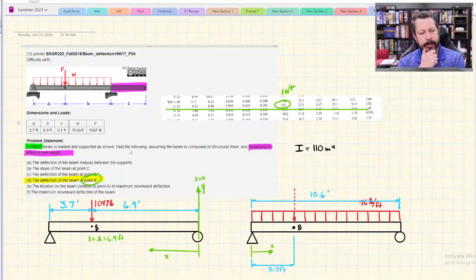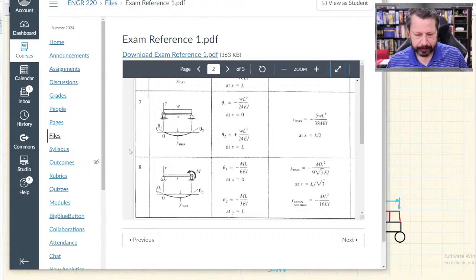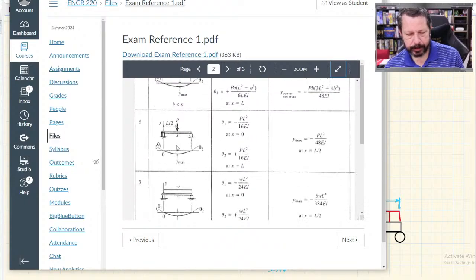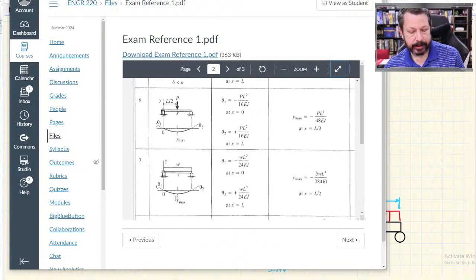So that one's a little tricky. Let me look at what we have to work with here. So we have that one. That one's not too bad. That one. So here, maximum deflection is right in the middle. So that's not a big deal.